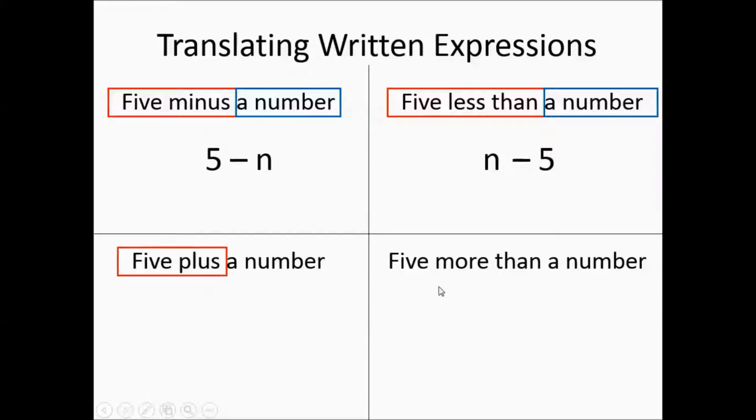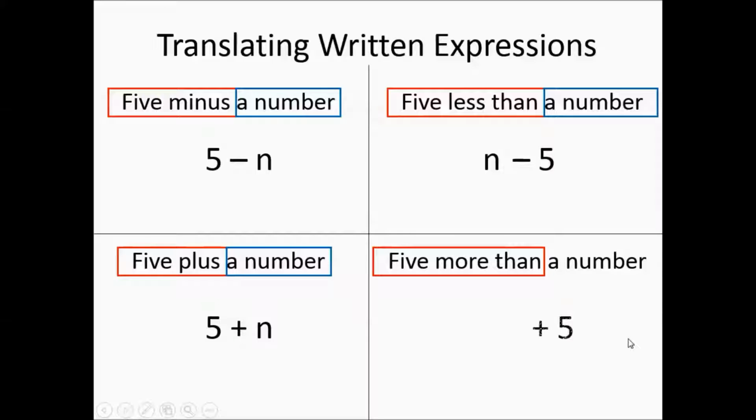5 plus a number. A number is your mystery variable. You could have whatever variable you want there. 5 more than a number. This is another one with that than. So less than or more than, I call them switcheroo phrases. You've got the 5 more than, that's going to be something plus 5. And then a number, that's going to be your variable.